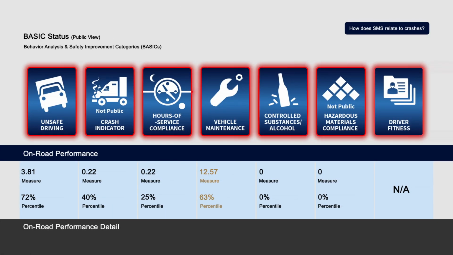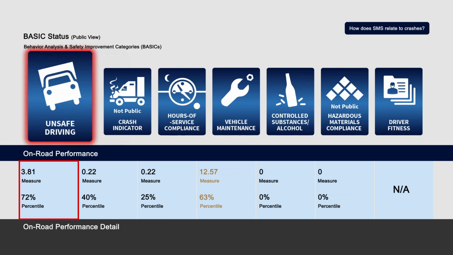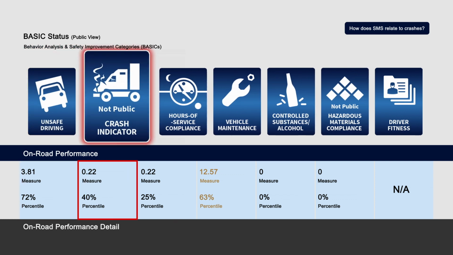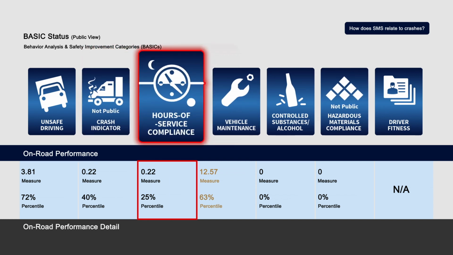It includes carrier data, roadside inspections, crashes, and FMCSA interventions. Each of the 7 basics is divided into 5 distinct peer groups where the companies are ranked. One of the 7 basics is unsafe driving, which includes speeding, following too close, and lane deviation. Crash indicator includes all preventable and non-preventable DOT recordable crashes at your company. Hours of service includes all applicable driver hours of service violations.